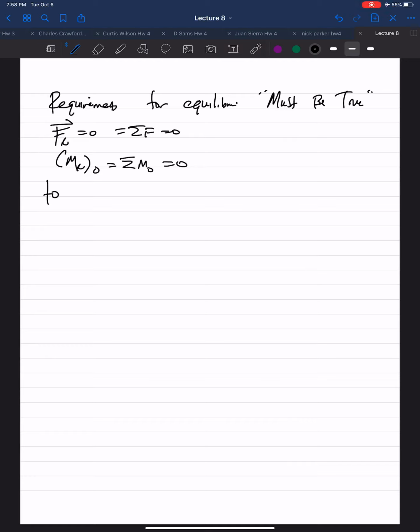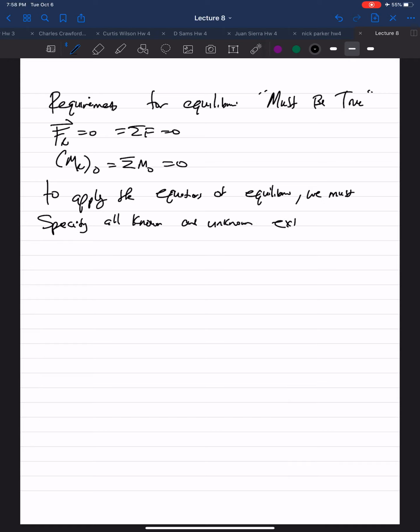So to apply the equations of equilibrium, we must specify all known and unknown external forces that act on a body. And the best way to do this is a free body diagram.